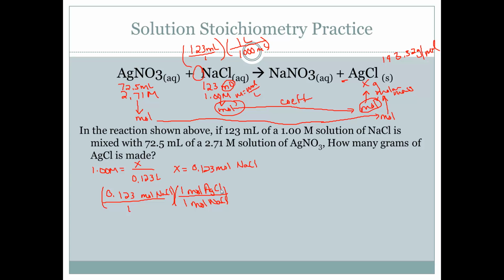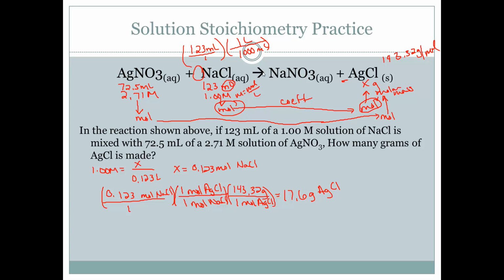And we're trying to get to grams. For every 1 mole of AgCl, there's 143.32 grams. So 0.123 times 1 divided by 1 times 143.32 comes out to be 17.6 grams AgCl. Alright, that's one possible answer. Let's do the silver nitrate next.